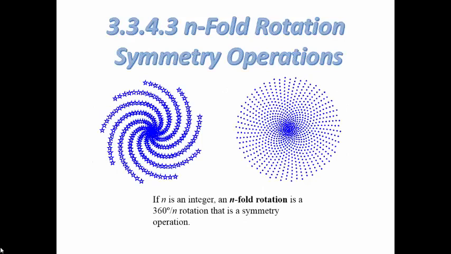Now we can have lots and lots of n-folds. I'm not going to do any more of them, but on the left we have a 9-fold, and the rotation angle would be 360 divided by 9, and the figure on the right has a 30-fold, and you can get that rotation angle by dividing 360 by 30.